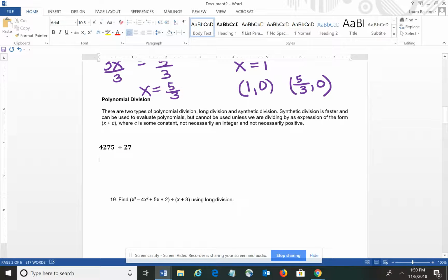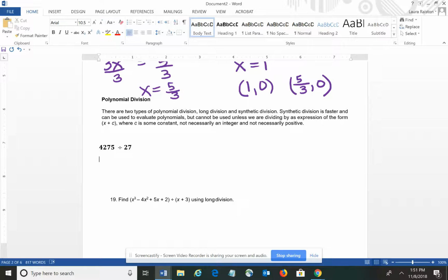Again, this is a continuation of the Test 3 review questions, and we're down to question 19, where it gets into polynomial division. This is one of those topics where we have to go off to the side and do some background work in order to proceed, because we need the skill of synthetic division as we move forward talking about polynomial functions.